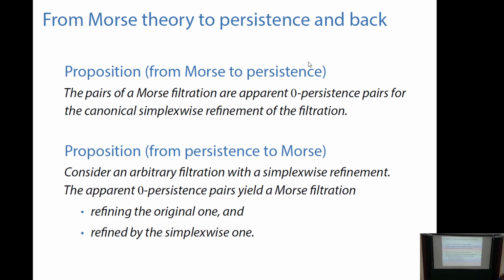And you can also go back when you have a persistence setup. So you have an arbitrary filtration and you have a simplex-wise refinement. These are the two filtrations that you need to talk about persistence. Then you can find a Morse filtration using the apparent persistence pairs from this simplex-wise refinement that sits exactly in between the two. So it refines the original arbitrary filtration and is yet again refined by the simplex-wise one. This is how you can make precise that there is a close tie between persistence and Morse theory that's exactly captured by these pairs.